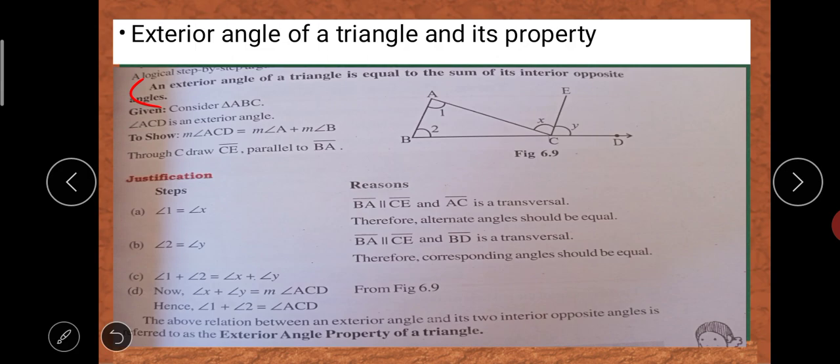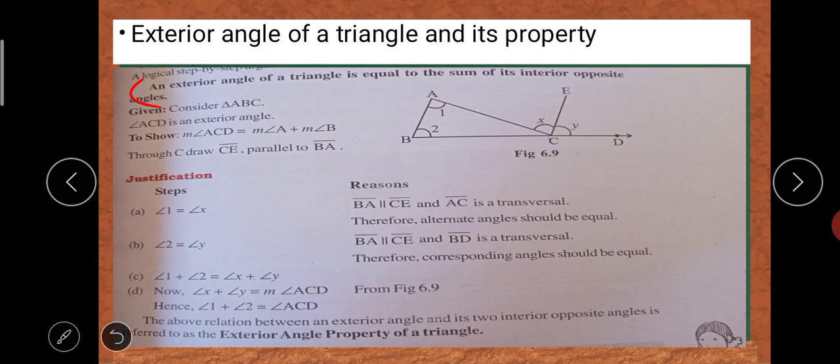Now we already know about the interior angles. The sum of the interior angles is how much? 180. Here the exterior angle, along with its adjacent interior angle, also forms 180 degrees. If the interior angle is, suppose, 50, what will be the exterior angle formed there? 180 minus 50, it will be 130. So today we are going to study the exterior angle of a triangle.